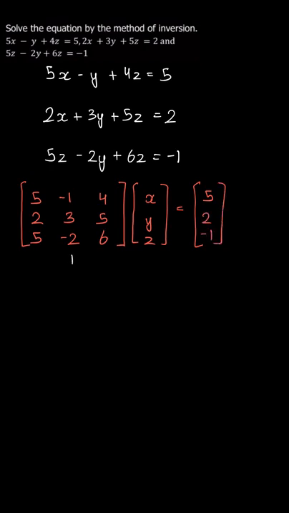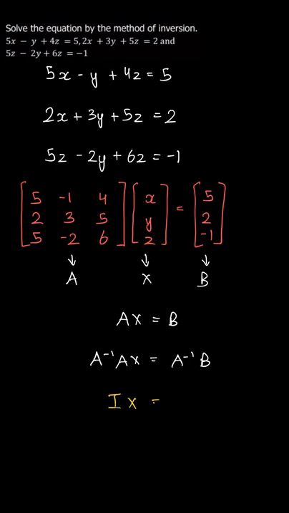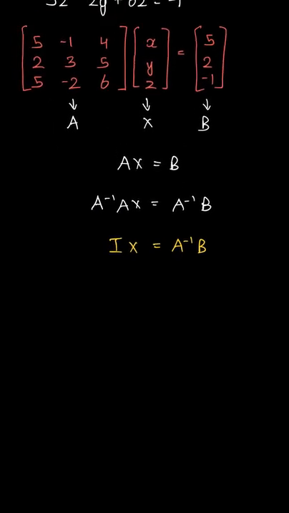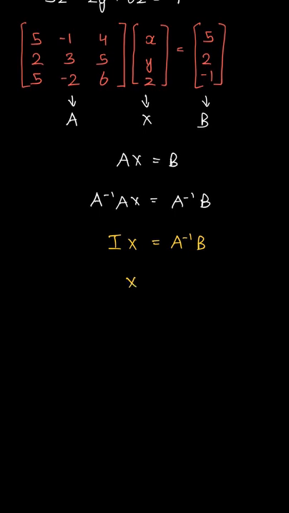Now we are assuming this to be matrix A. This is the matrix X and this is the matrix B. So we have AX is equal to B. Now pre-multiplying by A inverse, we have A inverse of AX is equal to A inverse B. Now A inverse multiplied by A is I. So we have IX is equal to A inverse B. Then I multiplied by X is X. Therefore we have X is equal to A inverse B. Therefore to find the value of X we need to find A inverse B.